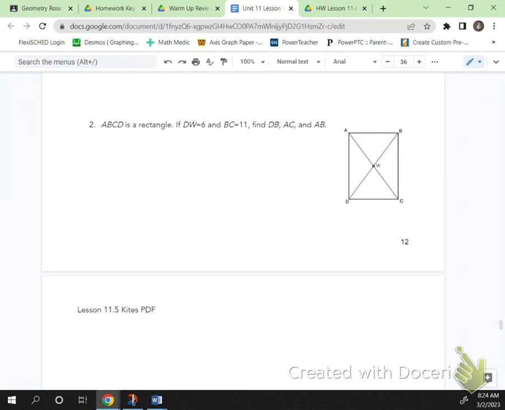You're told DW is 6. Remember, diagonals on a parallelogram bisect each other. Diagonals in a rectangle are congruent. So this has to be 6, which means this whole segment is 12. DB is 12. It told us BC is 11.